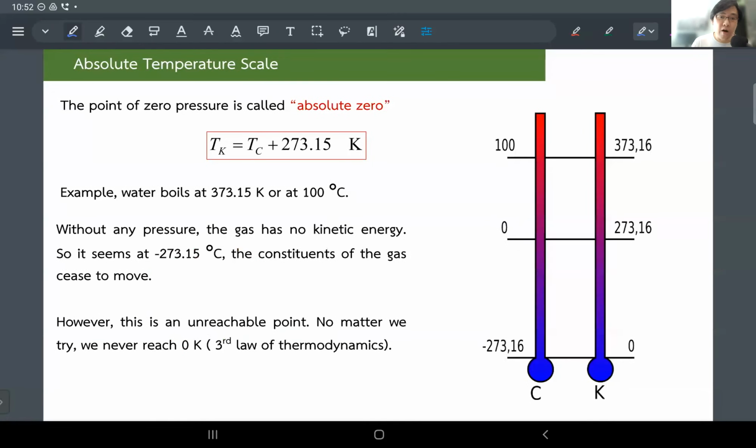And to convert between the Celsius scale and the absolute scale, all you need to do is add approximately 273, or if you want to be a little more accurate, 273.15, to the Celsius value. You will get the absolute scale. That's an easy conversion between the two. The good thing about the Kelvin and Celsius scales is that the scale resolution is the same. That means changing 1 degree Celsius is the same as changing 1 degree Kelvin. So that's nice.